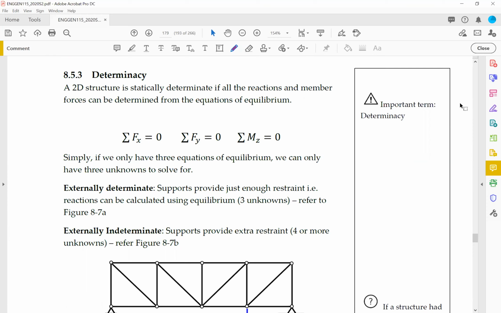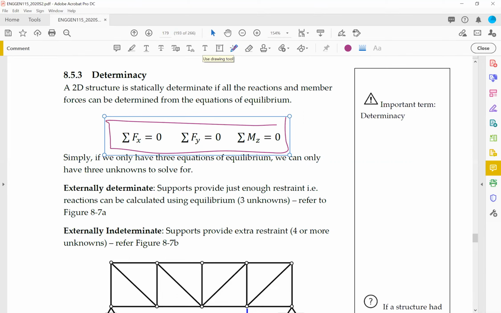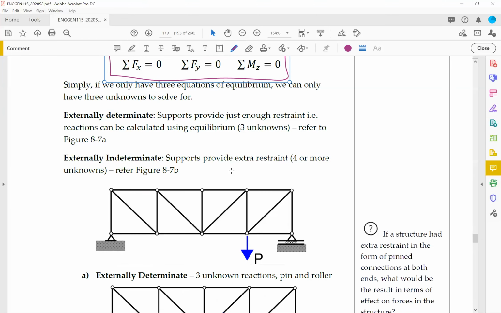When a structure is externally determinate, that means the reactions, or the supports of that structure, provide just enough reactions for us to be able to calculate it using our three equilibrium equations. These three equations right here. If a structure is externally indeterminate, that means the supports of that structure are providing too many reactions, okay? Too many reactions for us to calculate given only our three equations right here. Let's have a look at an example.